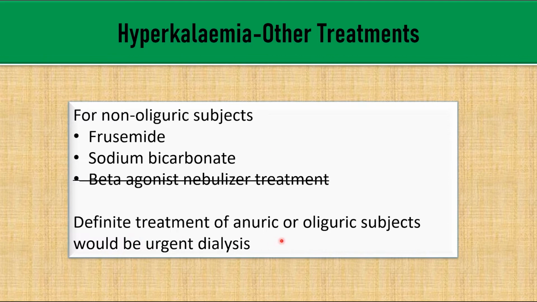So lastly, just to emphasize again, for patients with oliguria, the definitive treatment would be dialysis, depending on the potassium level as well as the patient's renal function as well as any other indications for dialysis.